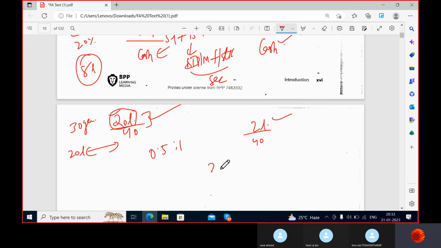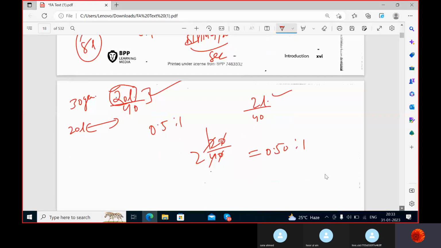Of course, 20 by 40 is how much? Cancel, 1/2. 1/2 is how much? 0.50. Correct or wrong? Is to 1. Please tell me yes or no. Yes, sir. Is it not 0.50 is to 1? Yes. Now, if Mr. A wants to repay his liability, he has 50% cash to repay.